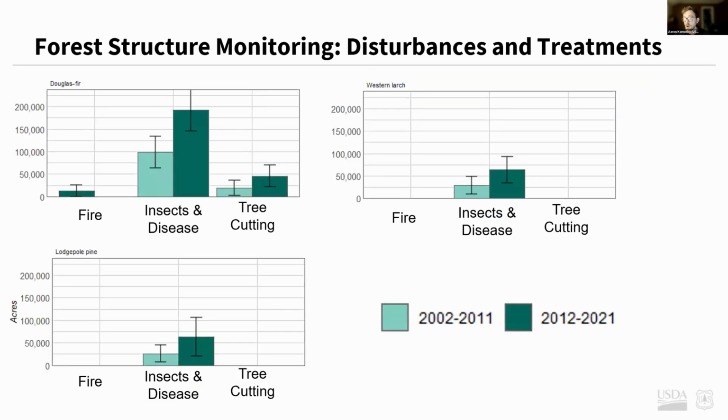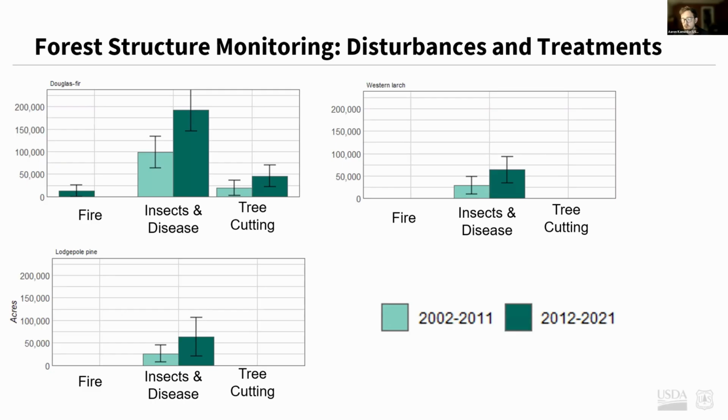For example, also using FIA data, we can see that our most common forest types are also impacted a lot by disturbances, which may help explain some of the changes we're seeing across the landscape. Here we see large presences of insects and disease activity across the more common forest types, with potentially an increase in defoliation activity and mortality in the later period when compared to the earlier. Moreover, we can see that lodgepole pine and western larch were not impacted by wildfire or tree cutting according to the FIA data in either reporting period.